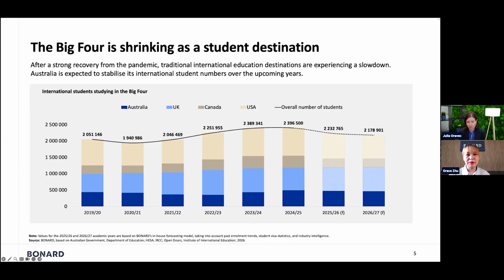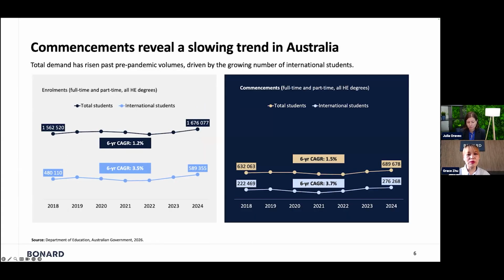So moving on to the next page, where we can zoom in on Australia, is crucial for understanding the real driver of demand here. On the left chart, you can see the total higher ed enrollments in Australia compared to the international student enrollment from 2018 to 2024. The story here is quite clear. The overall growth is being driven by international demand. The 6-year compound annual growth rate for international students is 3.5%, which is significantly higher than the 1.2% for domestic students.